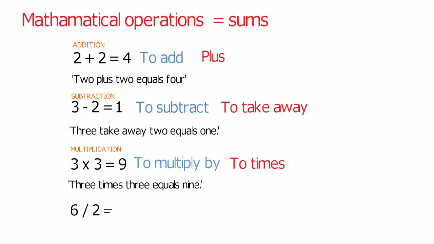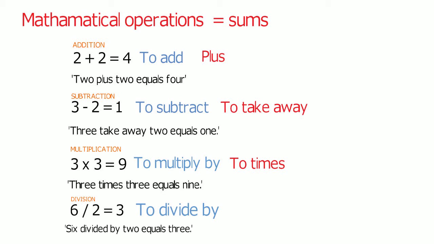And what about this sum? Correct, a division. For this you only have one option, the verb to divide by. This sum is therefore 6 divided by 2 equals or makes 3.